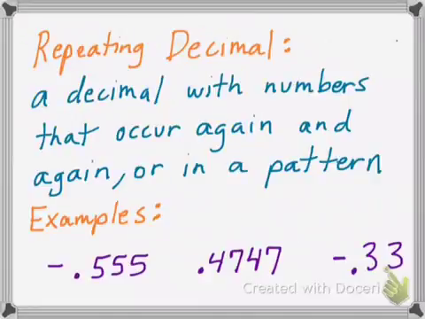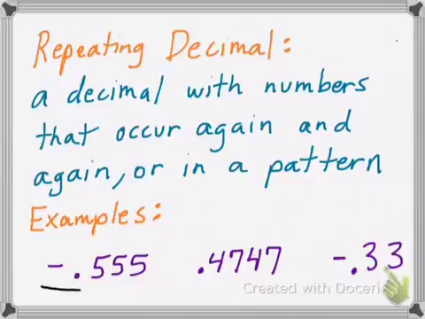Our next definition is repeating decimal. Some of us have learned repeating decimals or call them recurring decimals, or you can also call them non-terminating decimals, meaning that they don't end. They just continue with the same numbers again and again. So a repeating decimal is a decimal with numbers that occur again and again or in a pattern. So our examples are down below.